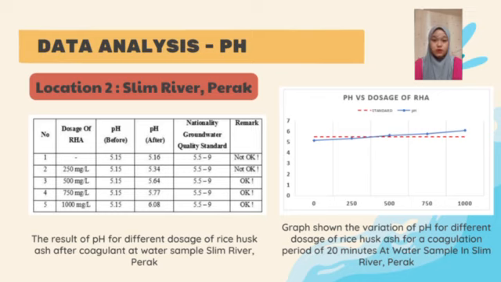Data pH untuk lokasi yang kedua iaitu Slim River Perak, doses of RHA yang dia terima yang pertama adalah 500 mg per liter, iaitu before 5.51, after 5.64. Yang seterusnya ialah 750 mg per liter, before 5.15, after 5.77. Yang terakhir adalah 1000 mg per liter, untuk before 5.15, untuk after 6.08. Ia diterima mengikut National Groundwater Quality Standard, iaitu 5.5 hingga 9.